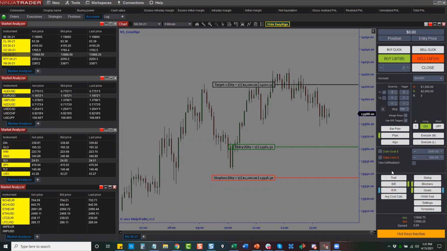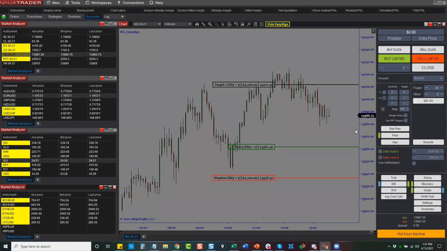I'm going to use unrealized P&L so that if I'm in a trade and I pull back 500, if I lose 500 on my profit, I'm done for the day. I'm also going to set a break-even plan in here so that if I'm profitable by, I think it's 100, so 50 ticks, I'm going to trail my stop by 5 ticks. I'm going to turn that on.